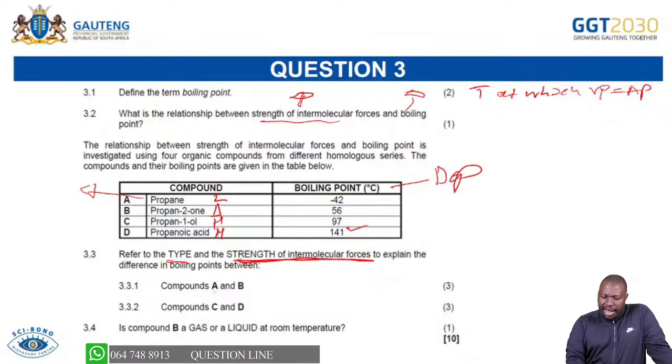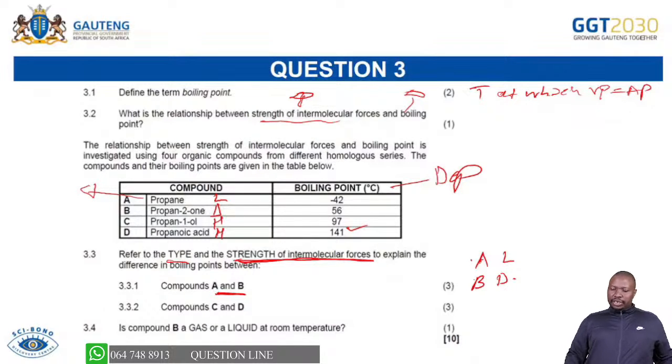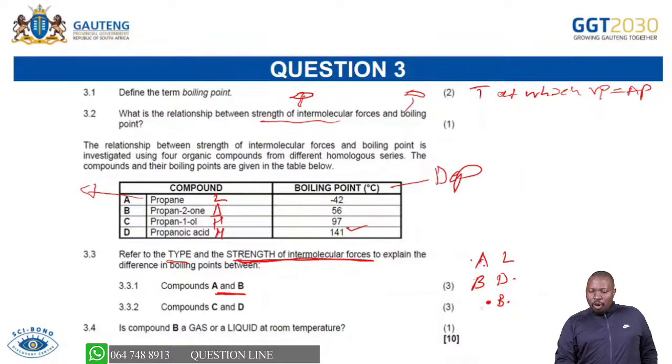So between compound A and B, what is the type? A has London force. B has dipole. Now you are able to talk about strength. Which one is stronger? You can say B has stronger intermolecular force than A. You are comparing. Remember, B has stronger intermolecular force. That is bullet number 2. B has stronger intermolecular force than A, so more energy will be required to overcome intermolecular forces in B than in A.